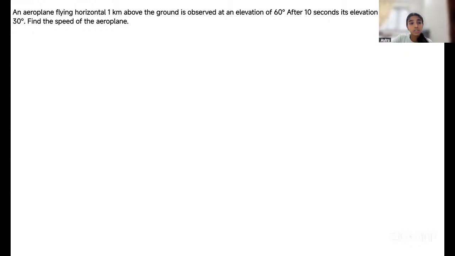An aeroplane flying horizontally 1 kilometer above the ground is observed at an elevation of 60. After 10 seconds, its elevation is observed to be 30. Find the speed of the airplane. So first it was 60, then after 10 seconds, it became 30.